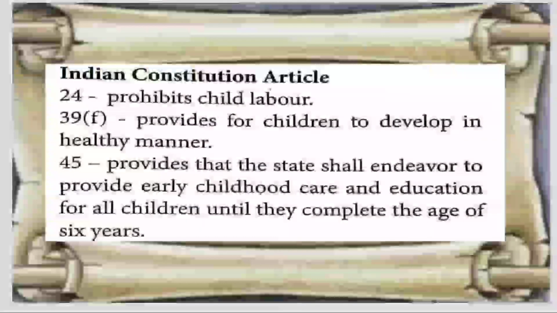Indian Constitution. Article 24 prohibits child labor. குழந்தை தொழிலாளர் முறையை தடை செய்கிறது. Article 39F provides for children to develop in healthy manner. ஆரோக்கியமாக குழந்தைகள் வளர வழிவகை செய்கிறது. Article 45 provides that the state shall endeavor to provide early childhood care and education for all children until they complete the age of 6 years. 6 வயது வரை அனைத்து குழந்தைகளுக்கும் ஆரம்பகால குழந்தை பராமரிப்பு மற்றும் கல்வியை வழங்க அரசு முயல்கிறது.